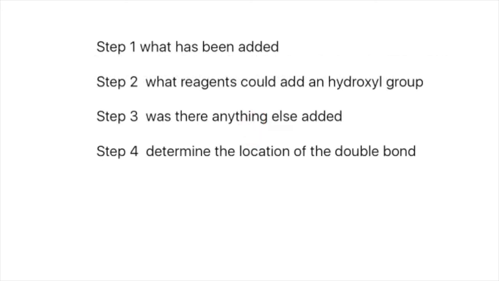So, to summarize, step 1 is to determine what has been added to the hydrocarbon. Step 2, what reagents could add a hydroxyl group to an unsaturated hydrocarbon. Step 3 is to find out whether there was anything else added in addition to what we determined in the first step. When we add water, we're adding a hydroxyl and a hydrogen. Step 4 is to determine the location of the double bond.